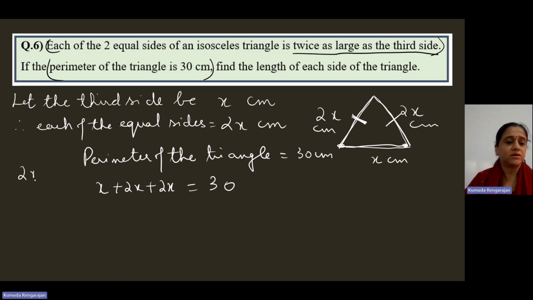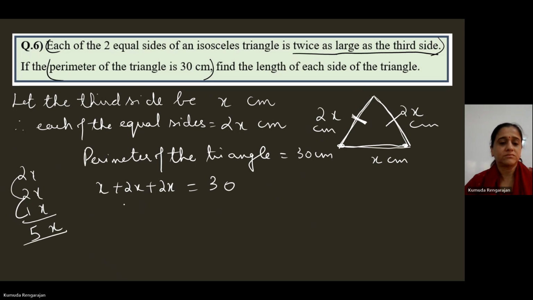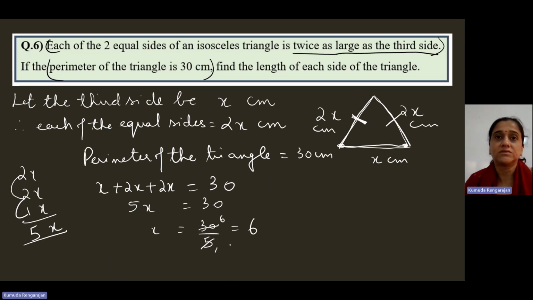So 2x, 2x, 1x. How do you add? When you add like terms, the answer is also like terms. So x as it is. 2 plus 2, 4. 4 plus 1, 5. x means 1x. There's 1 there. 5x is equal to 30. 30 by 5. x is equal to 6.